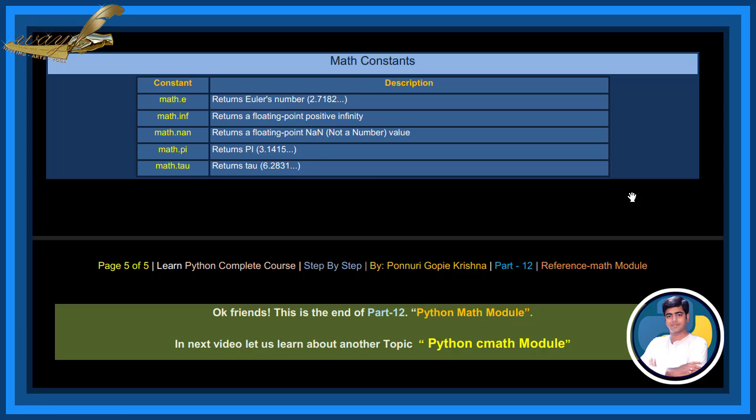2.7182 and so on. The math.inf constant returns a floating point positive infinity. The math.nan constant returns a floating point NaN, not a number, value. The math.pi constant returns pi, 3.1415 and so on. The math.tau constant returns tau, 6.2831 and so on.